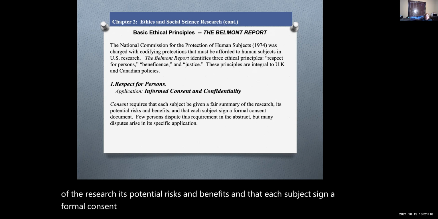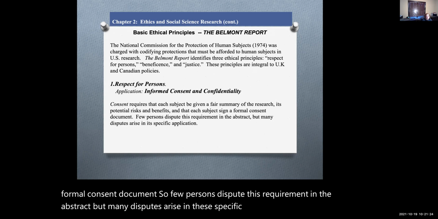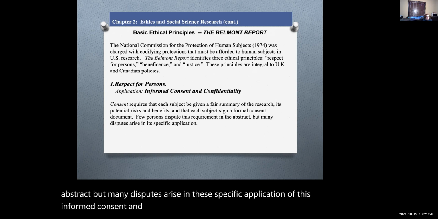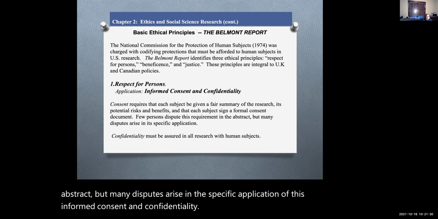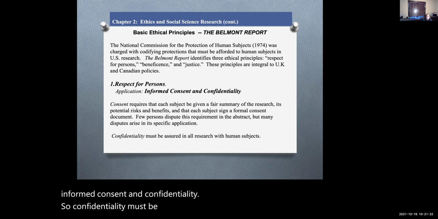Few persons dispute this requirement in the abstract, but many disputes arise in the specific application of informed consent and confidentiality. Confidentiality must be assured in all research that uses any type of human subject.